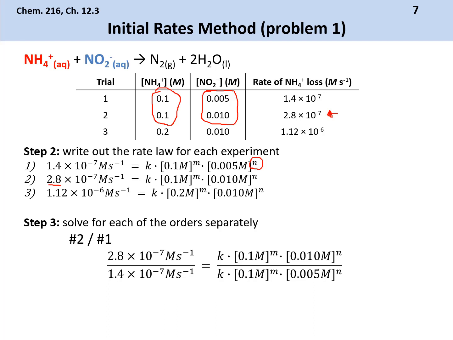I can see 2.8 times 10 to the minus 7th over 1.4 times 10 to the minus 7th. That's going to give me 2. And I have k over k, so that's going to cancel out. And notice here I have 0.1 molar to the m, 0.1 molar to the m. These are the same thing, so they're going to cancel out. And so now I have 2 equals 0.01 molar to the n over 0.005 molar to the n. Now, when I do this, I will get this equation.